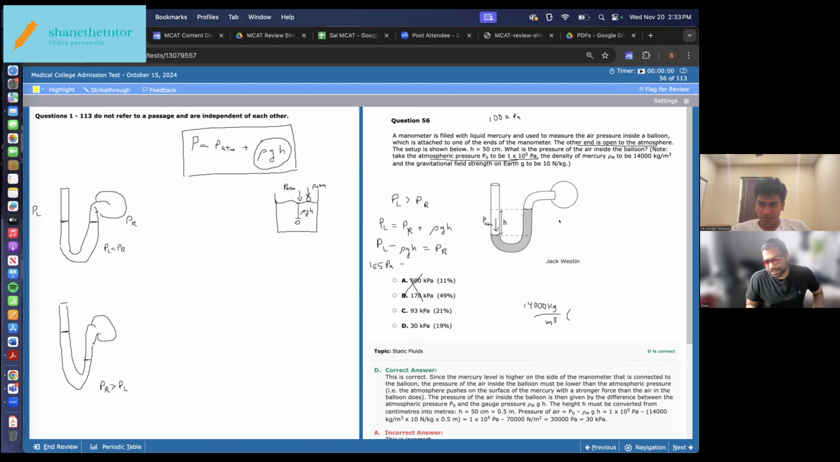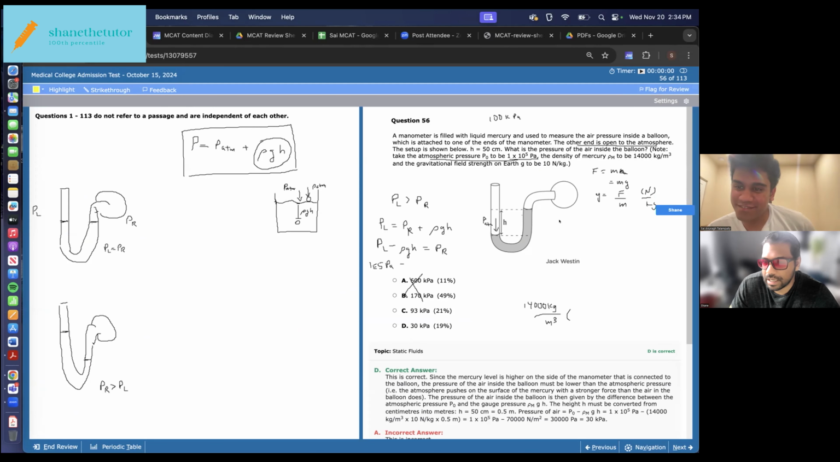So if F is equal to ma, and let's say a is g, then F is equal to mg. If you solve for g, you would get force over mass, right? Oh, that should be newtons over kilograms.